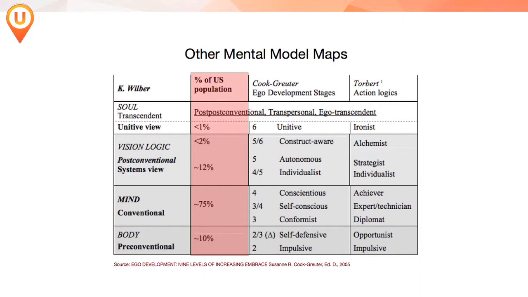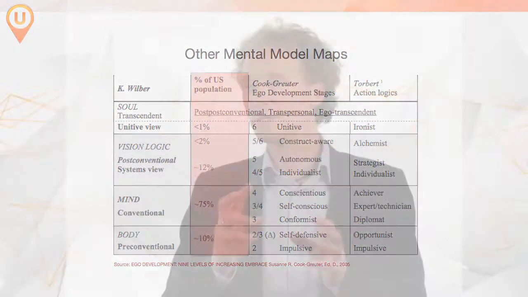75% is operating at conventional. So in these areas of, in Suzanne Cook-Greuter's language, conformist, self-conscious, conscientious, achiever, expert in Torbert. So this is more the blue and orange from the spiral dynamics. And that's why we have the kind of economic systems and the kind of democratic systems that we have, because that's where the center of gravity is in terms of our mindsets.